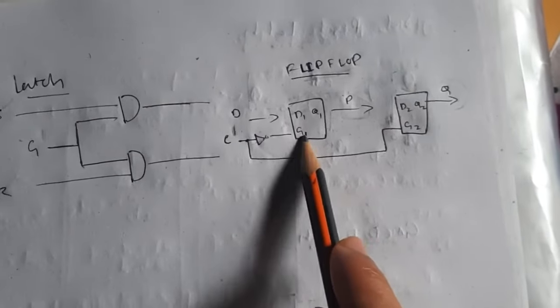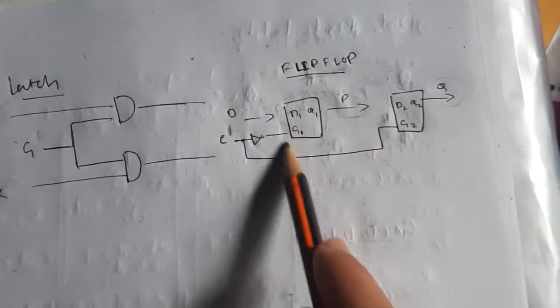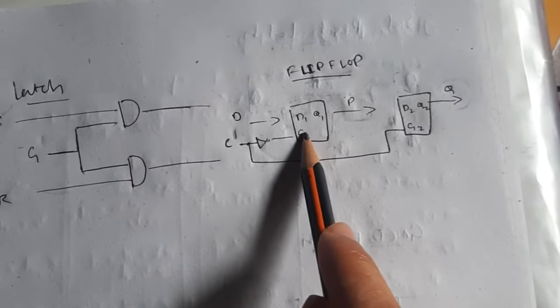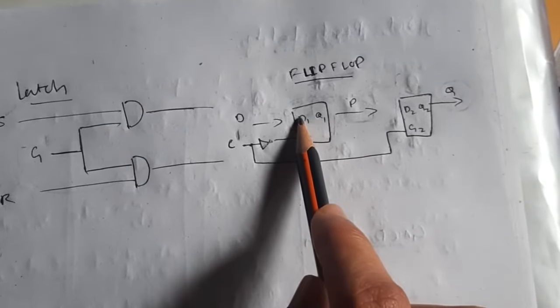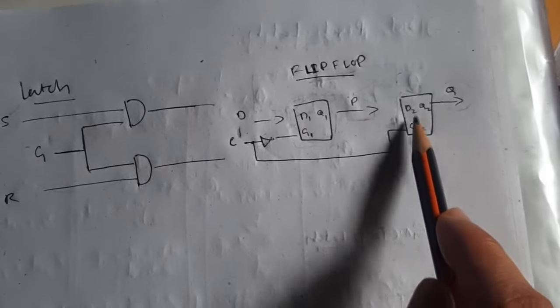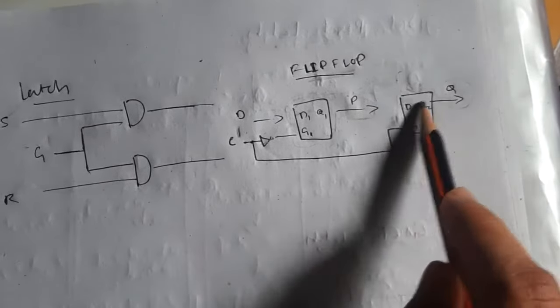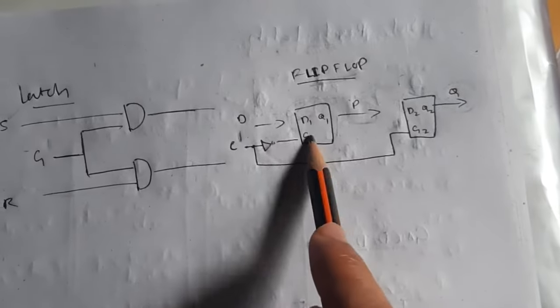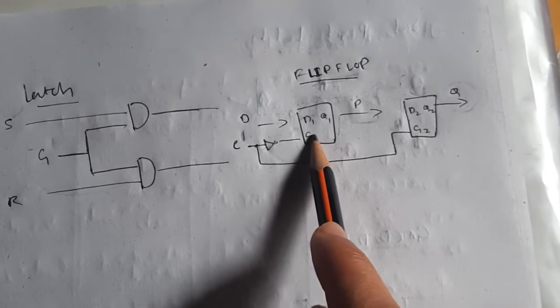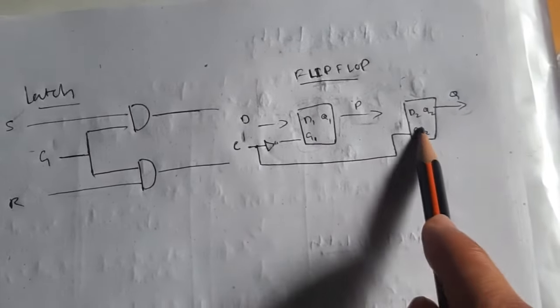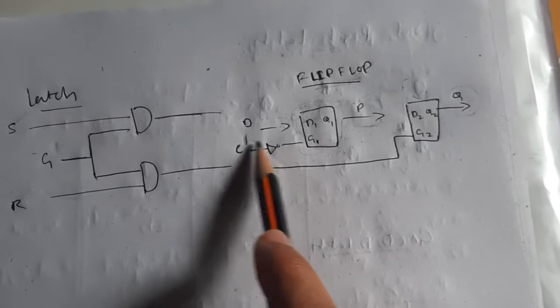G is 1. G1 and G2, two gates are used, and this is a D flip flop. It's the same thing: if G1 is 1, then only the changes in D will happen. If G2 is 1, then only whatever changes are happening in D will be reflected. Now let's see, G should be 1 for the changes to happen, but at the same time G1 and G2 can't both be 1, because this clock is controlling both.